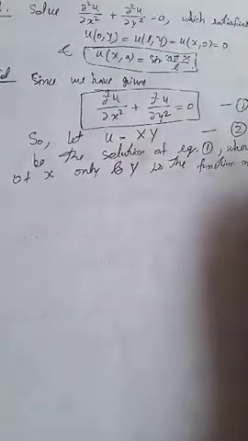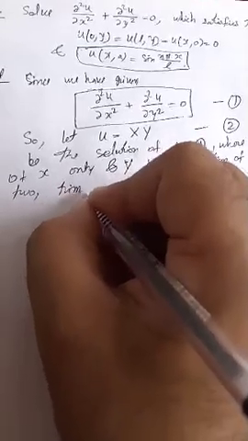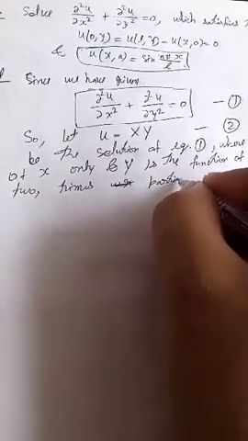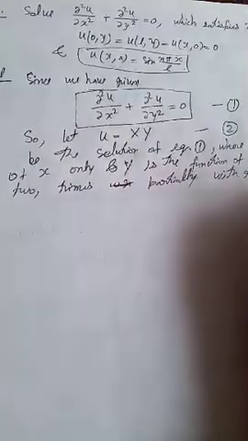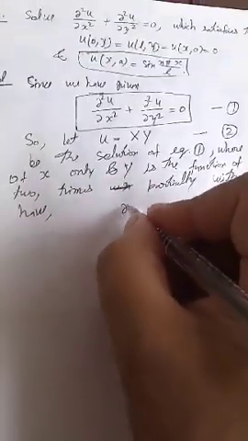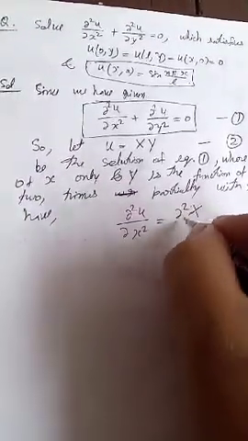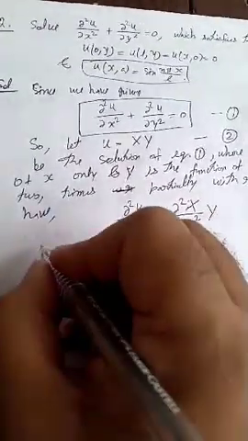So, differentiating two times partially with respect to x, we have del 2u over del x square equals del 2 capital X over del x square into capital Y. This will be equation number 3.